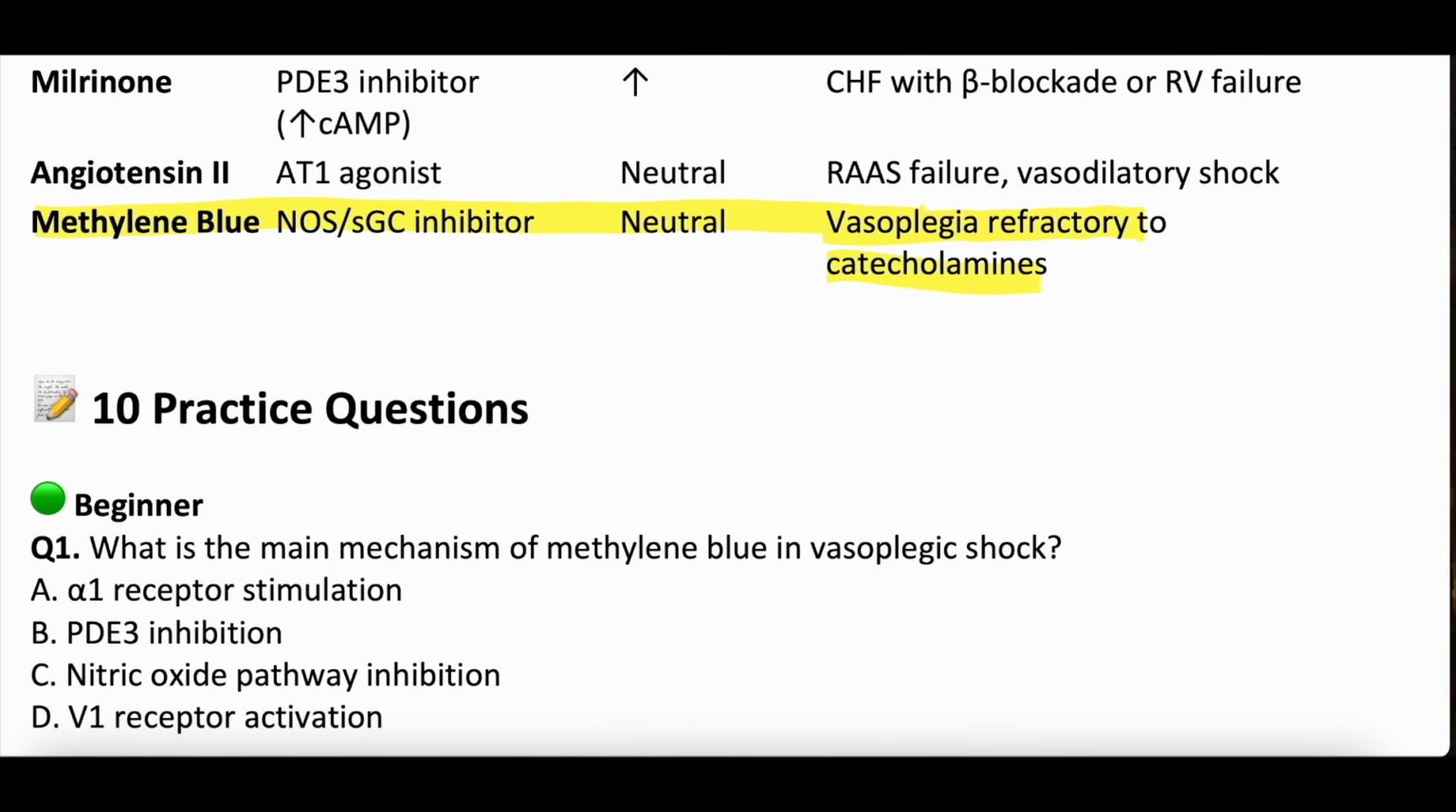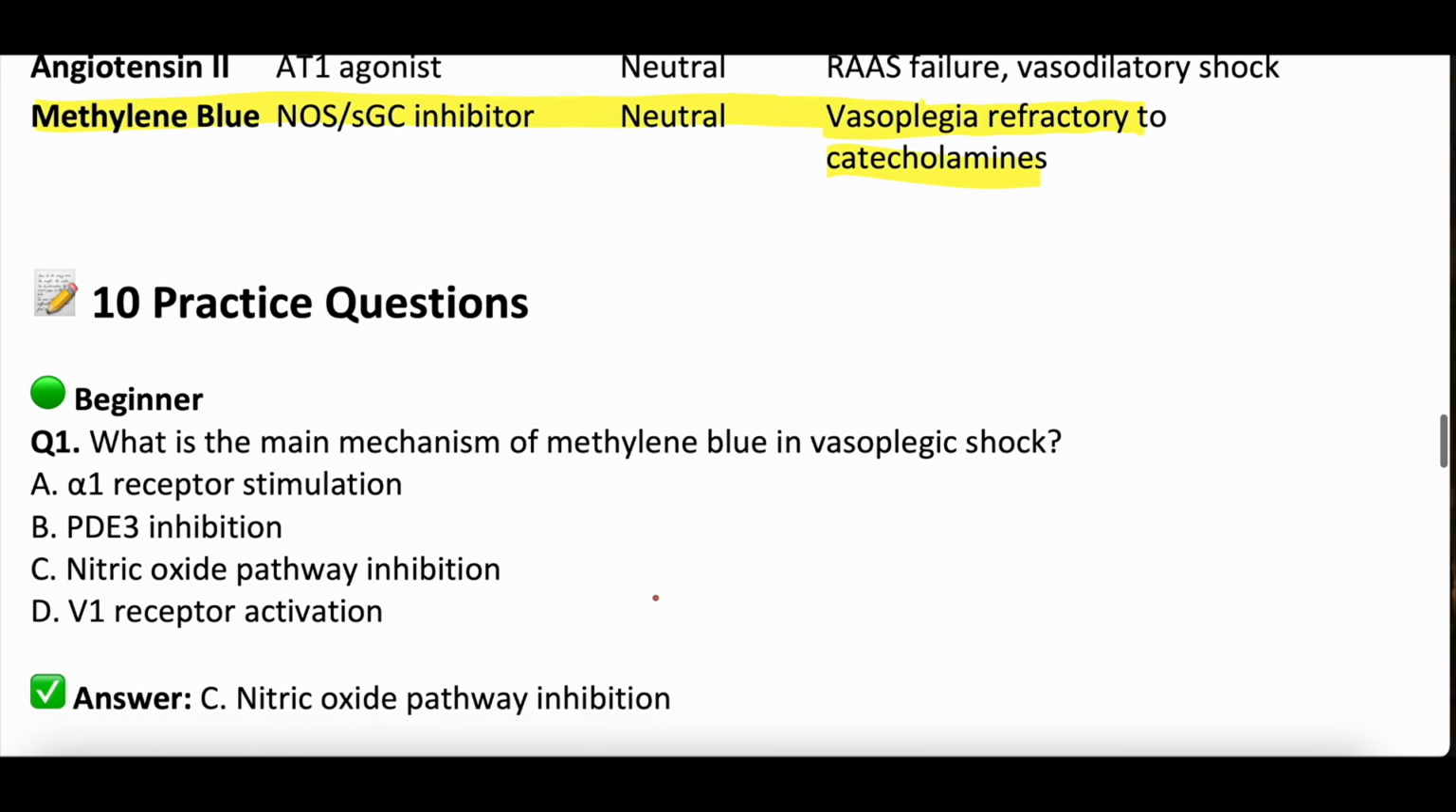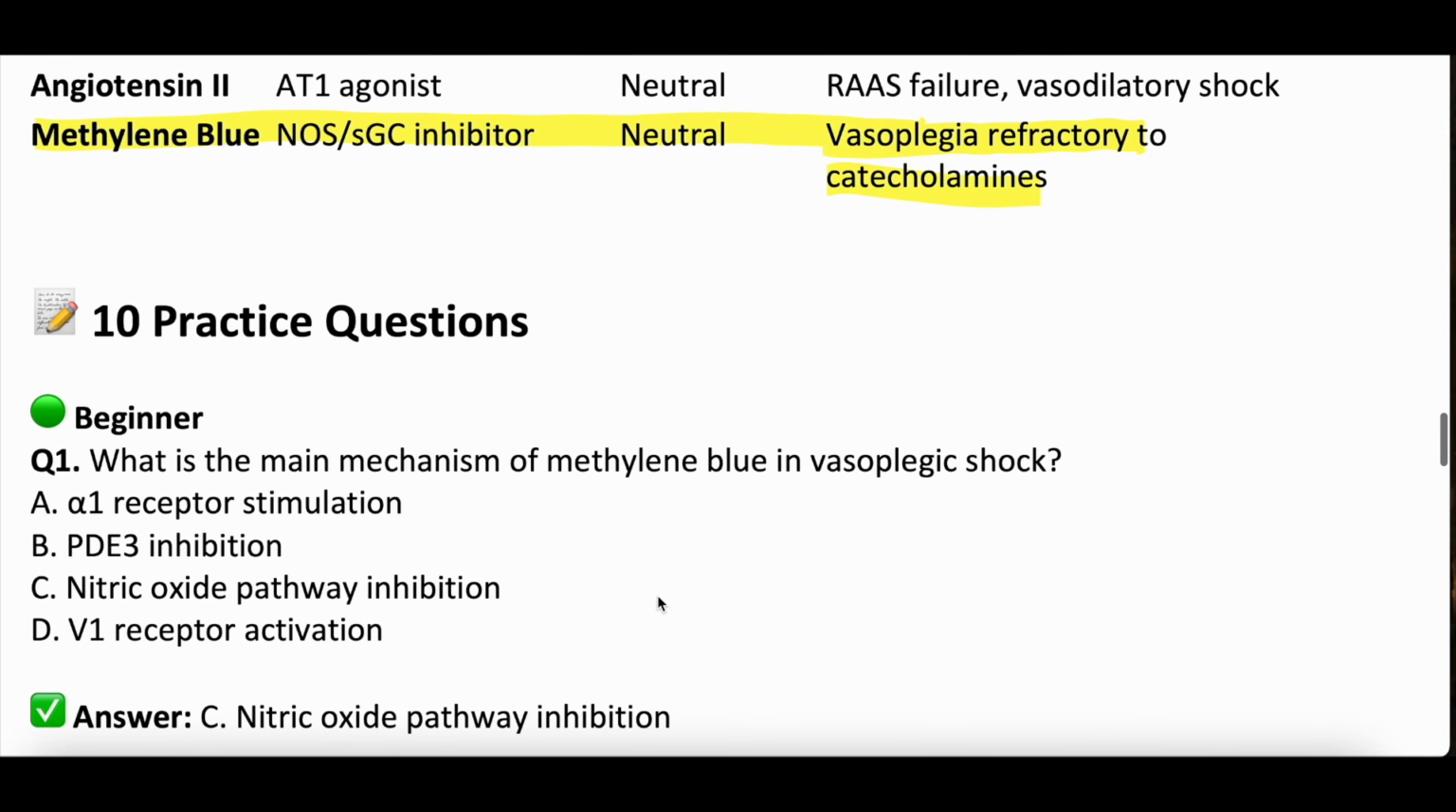So starting with beginner question number 1. What is the main mechanism of action of methylene blue in vasoplegic shock? A, alpha-1 receptor stimulation. B, PDE3 inhibition. C, nitric oxide pathway inhibition. Or D, V1 receptor activation. Pause here if you want. Going into the answer. The answer is C, nitric oxide pathway inhibition.